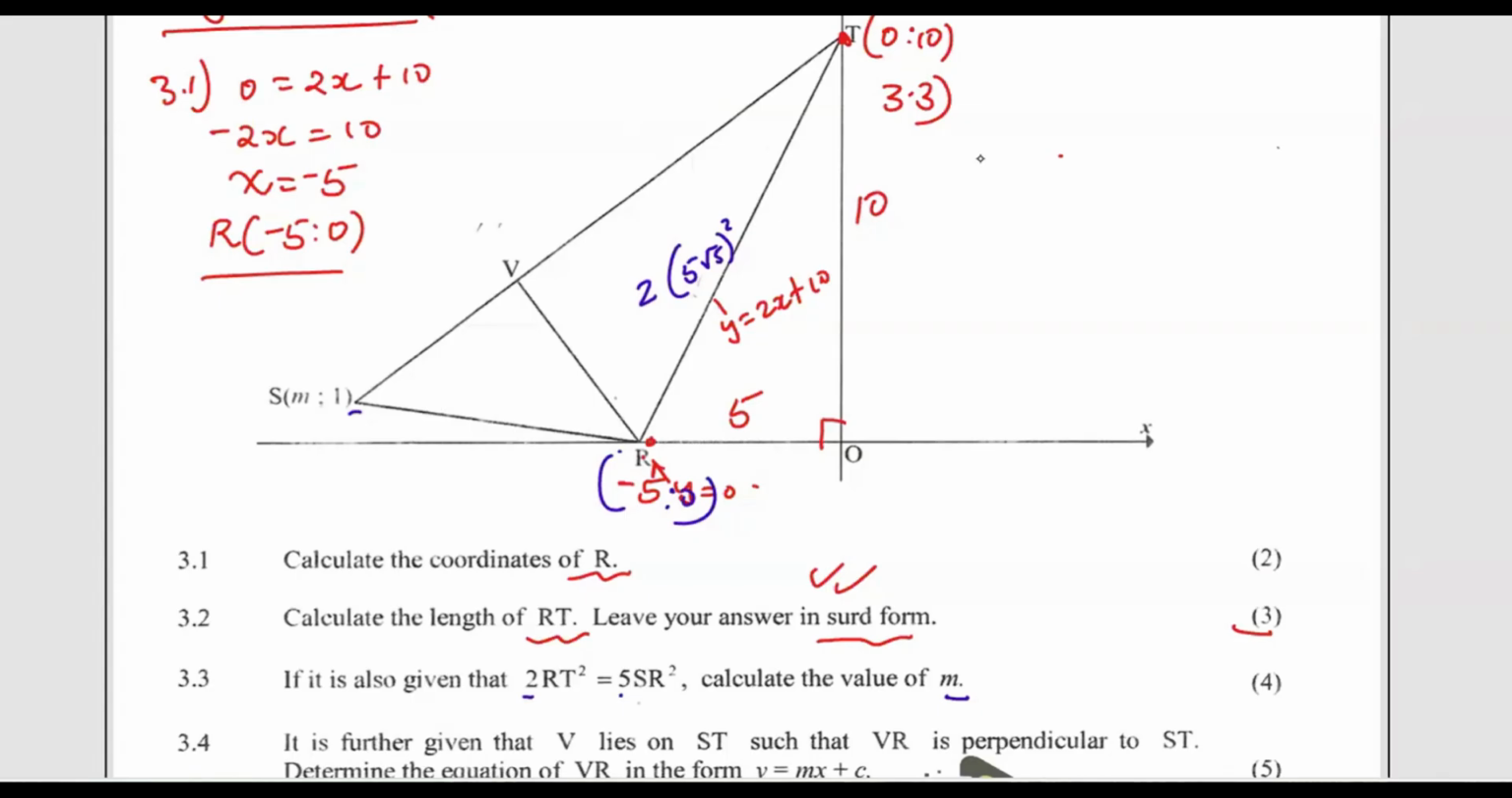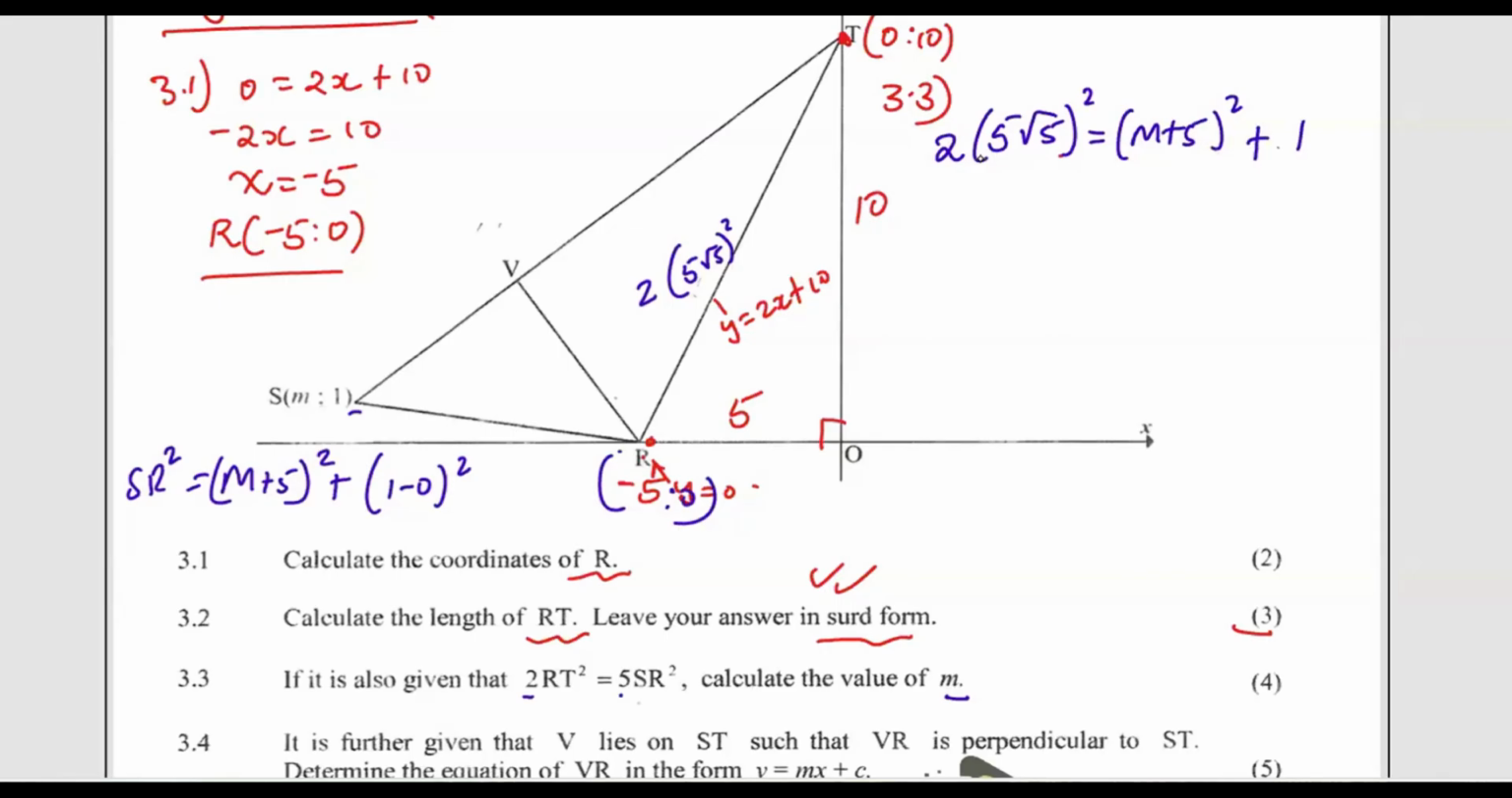Okay, so where we have the left-hand side, we shall have 2 into 5√5 squared should give us the SR. I'll say it is m minus -5, which is a +5 squared, plus this is 1 minus 0 squared. This is our SR squared, okay, from the distance formula. So I'll replace that, so m plus 5 squared plus the 1. I'll open up this bracket and also simplify this side. So the 250 here is gonna be m squared plus 10m plus 25 plus 1.